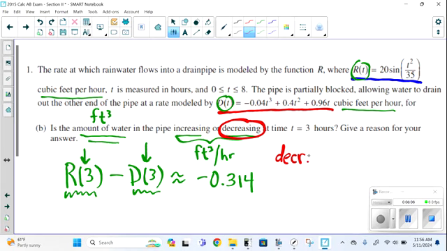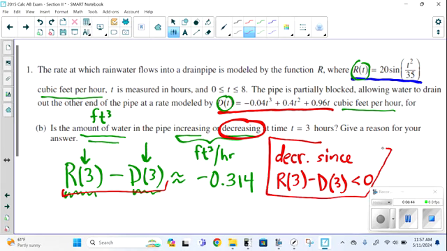How come? Since, and you could just say R of 3 minus D of 3 is less than 0. I mean, but yeah, they don't say in the context of the problem. So I guess I could just go with that. I was going to write water is decreasing since it's draining 5.4 more than it's filling 5.086. But since R of 3 minus D of 3 is less than 0, it's negative. That's it. That's all that's required because it does not say in the context of the problem. We're good.